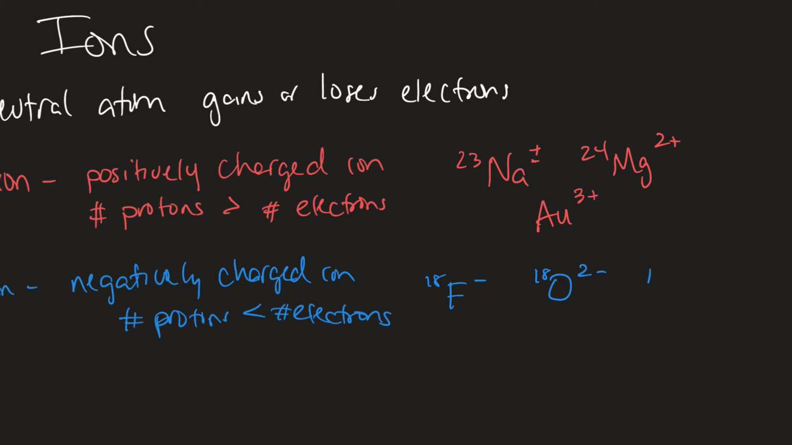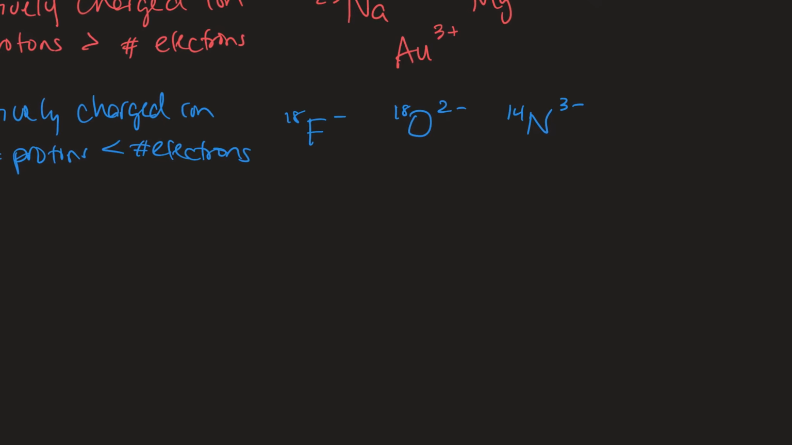And then you have another example, nitrogen 14 with a 3 negative, for this nitrogen ion or nitrogen anion. You have 3 more electrons than protons, and so this makes it a negatively charged ion. Now, as a review, to calculate how many electrons you have, you could simply look at this equation here, where the charge is equal to your number of protons minus your number of electrons.